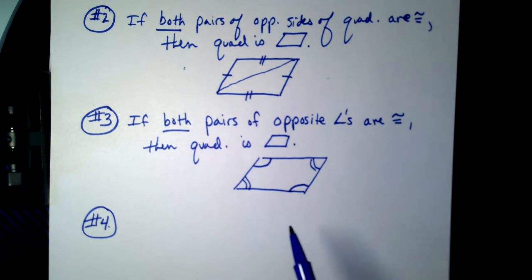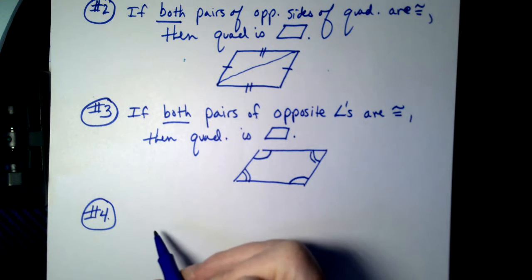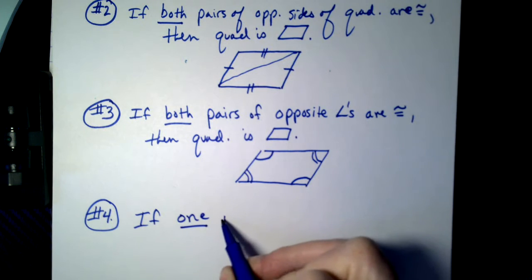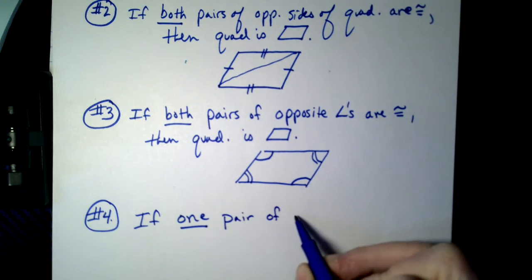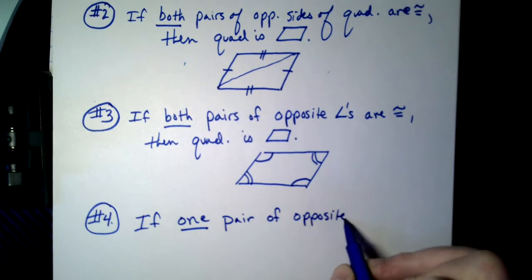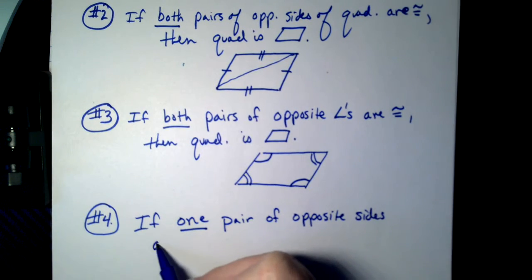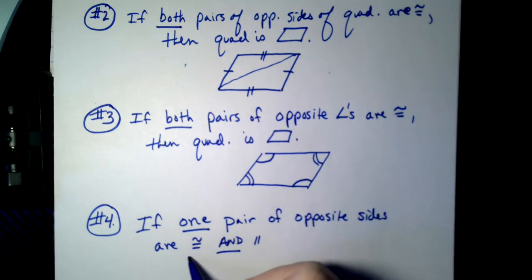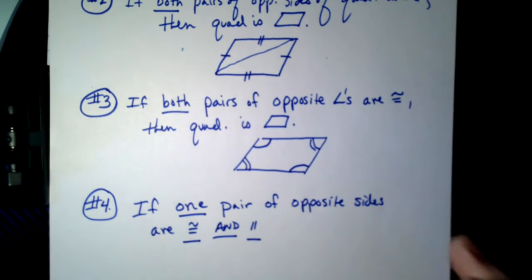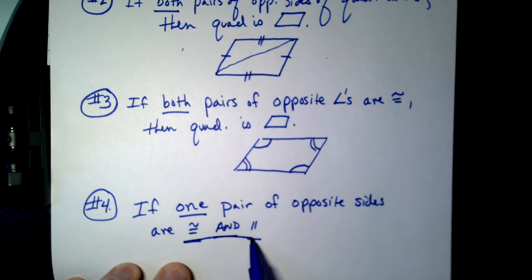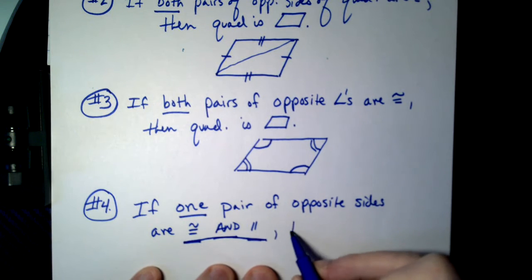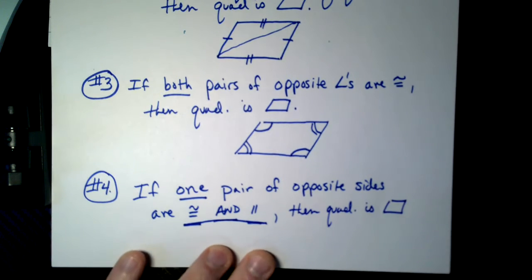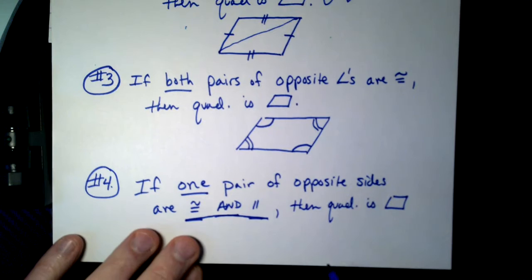And then the next one gets used a little bit less, it's tougher, but it does show up. This is if one pair of opposite sides are congruent and parallel. They have to be congruent and parallel. I probably should do that, that equal sign looks a little goofy. Let's do it like this. Congruent and parallel. Then the quadrilateral is a parallelogram. So that could be like the top and the bottom, or it could be the left and the right.